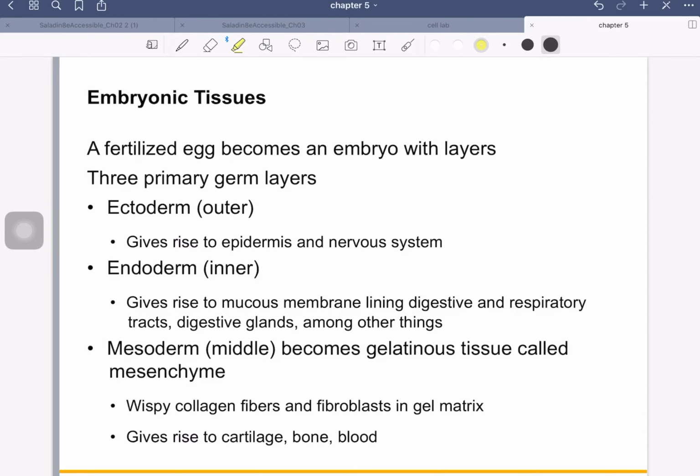Now, before we get right into the tissues, we should realize everything came from embryonic cells and tissues, or the primordia. So a fertilized egg, of course, becomes an embryo with layers, and we always talk about the three primary germ layers: ectoderm, which was the outer layer; endoderm, the inner; and mesenchyme, which became the middle layer between the two.